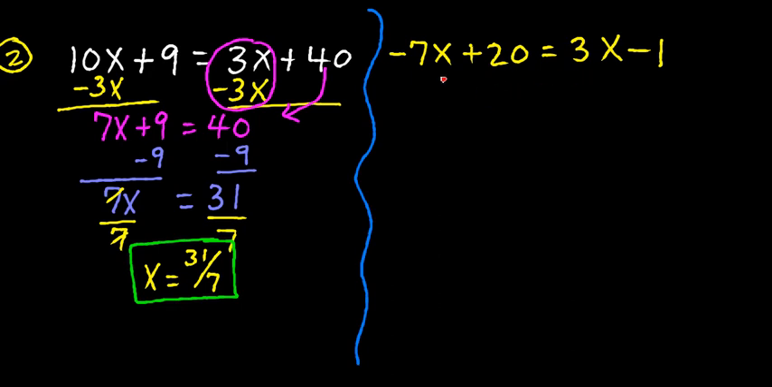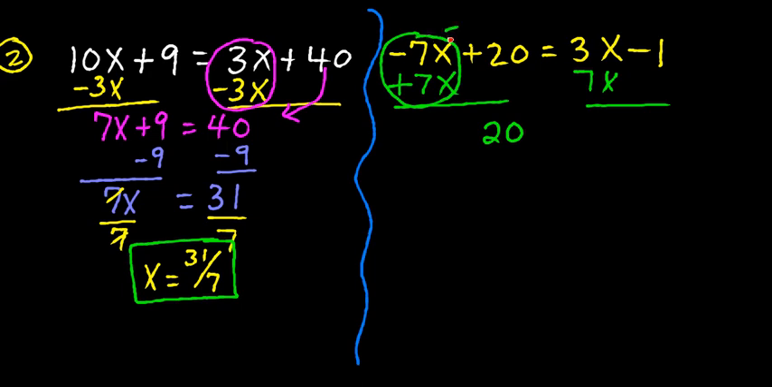I'm going to get rid of one of these two, either this negative 7x or the 3x. I think I'll just add 7x to both sides. And that is going to give me 20. Because these two, of course, equal 0. I'm going to bring down the equal sign. 3x plus 7x equals 10x. I'll bring down my minus 1.